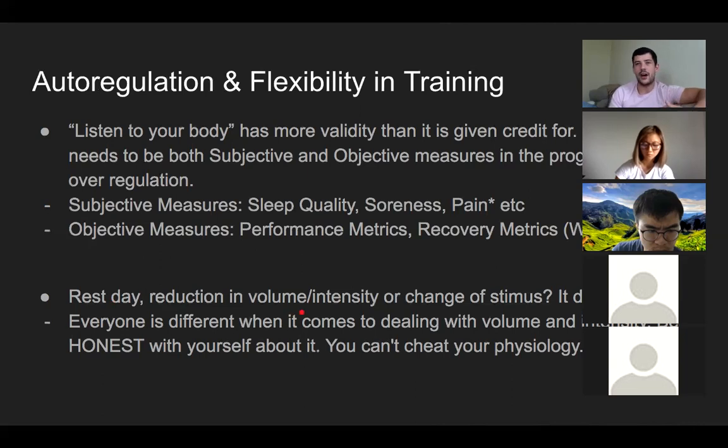So say instead of 5 sets of 5, you might just do 3 sets of 5. You'll maintain the same speed and the same kind of intent behind each one of those sets, rather than doing the 5 where it might have dropped off a little bit.